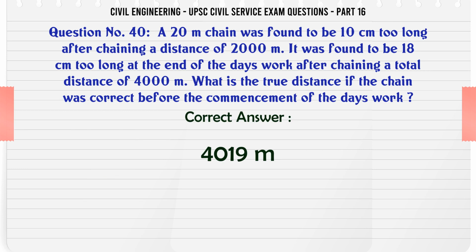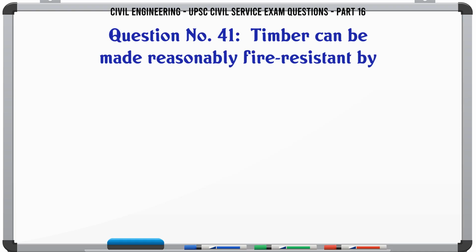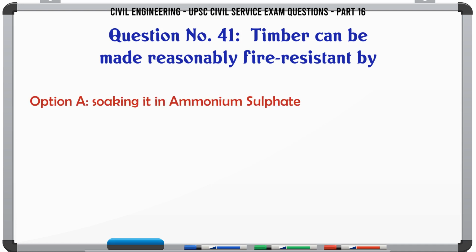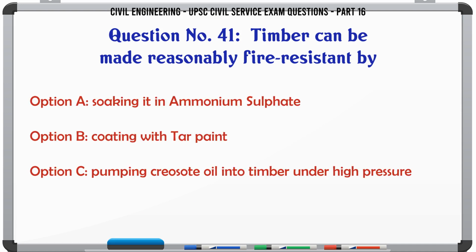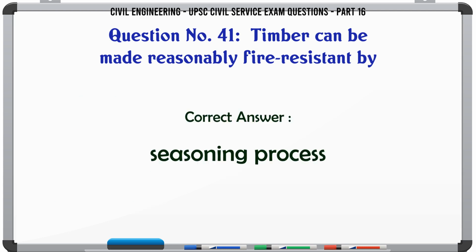Timber can be made reasonably fire resistant by A. Soaking it in ammonium sulfate. B. Coating with tar paint. C. Pumping creosote oil into timber under high pressure. D. Seasoning process. The correct answer is seasoning process.